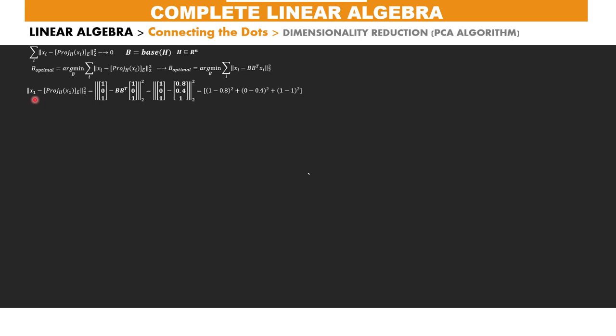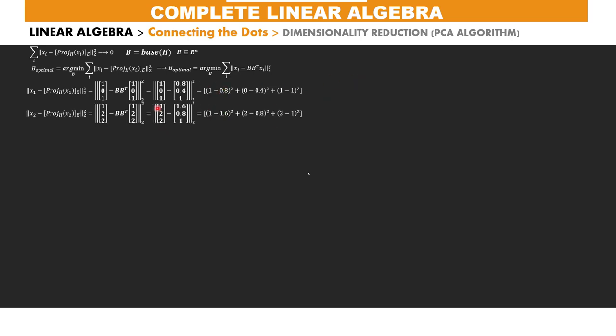Here we have x1 minus its orthogonal projection on H, with the L2 norm squared, which is given as this x1, which is 1, 0, 1, minus B times B transpose into 1, 0, 1. We had calculated this previously, and it gave us 0.8, 0.4, 1. So we have this minus this, L2 norm squared. And this L2 norm is given to us as (1 minus 0.8) squared plus (0 minus 0.4) squared plus (1 minus 1) squared. Given that we have a square, the square root is cancelled, and this is what we have.